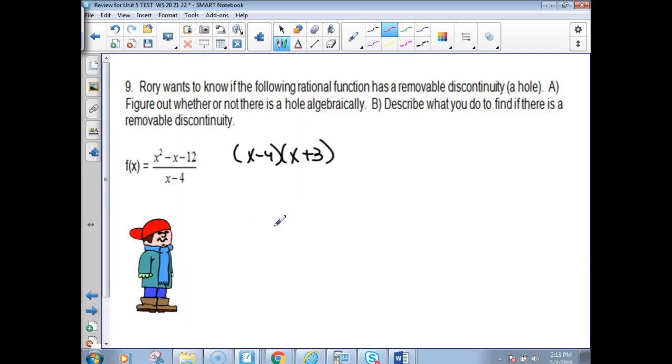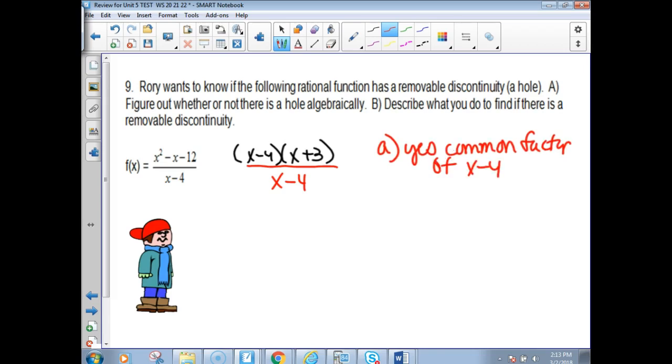All right, Rory wants to know if the following function has a removable discontinuity, and it does. Part A asks to figure out whether or not it does. A is a yes. There is a common factor of x minus 4 for p of x and q of x. Whatever, I don't have to write all that. That's good enough. B, describe what you do to find if there is a removable discontinuity.